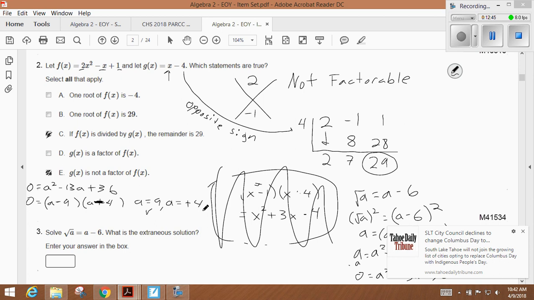So I'm going to plug this in for the square root of a equals a minus 6. I'm going to plug 4 in. So the square root of 4 is 2, and 2 minus 6 is negative 2, right? So if I plug 4 in, I wind up with a statement that tells me that 2 equals negative 2, which is not true, right? Which means that my extraneous solution is 4.